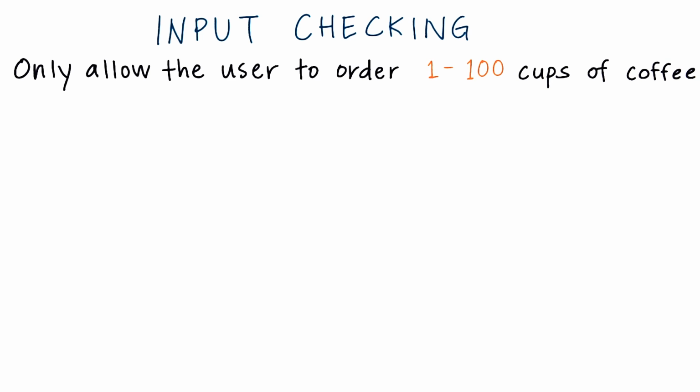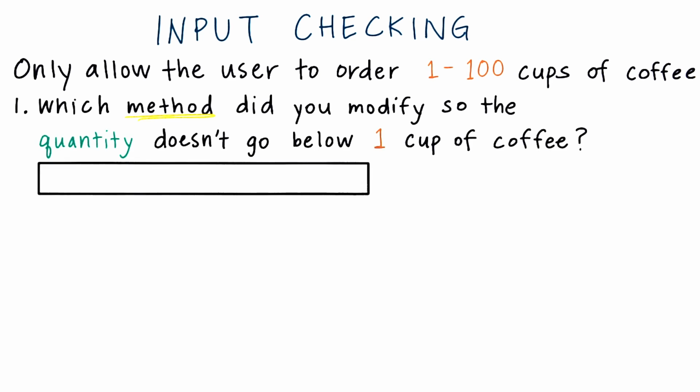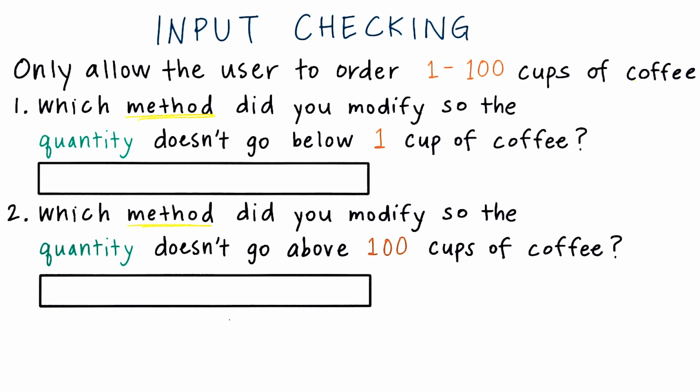Once you make these changes, answer these questions. Which method did you modify so that the quantity does not go below 1 cup of coffee? Write your answer in this box. Then, which method did you modify so that the quantity doesn't go above 100 cups of coffee? Write your answer in this box.